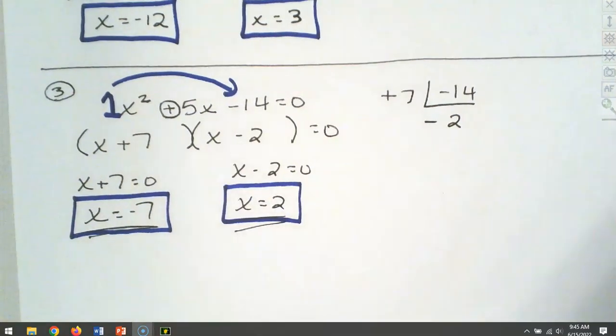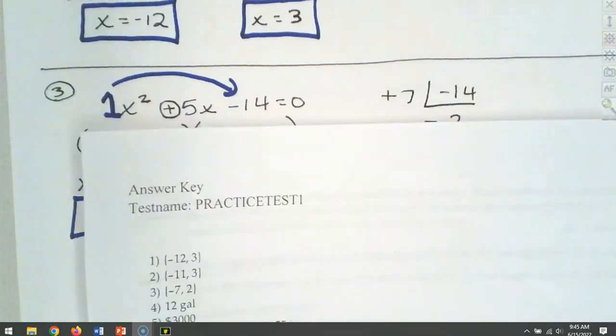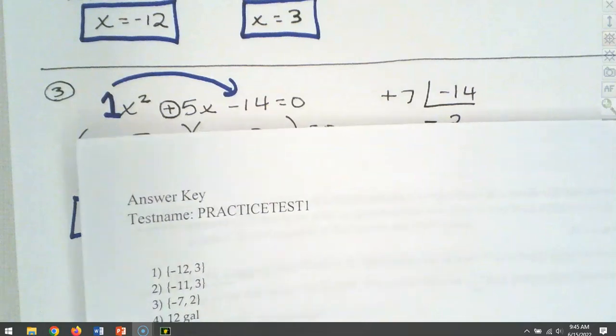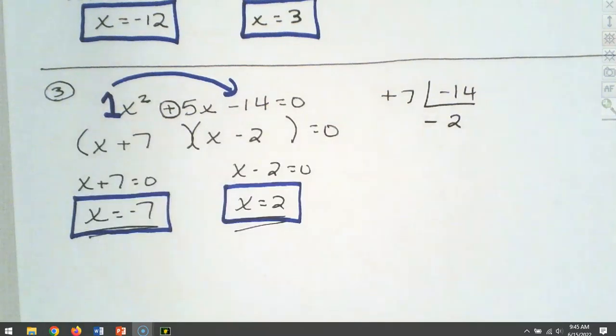And I'm going to leave question 2 for you to check, because you should know how to do that one now. You can check it in the back, because you do have the answer key. Right at the very back page, you do have the answer key, so you can check them all. So that was question 3.